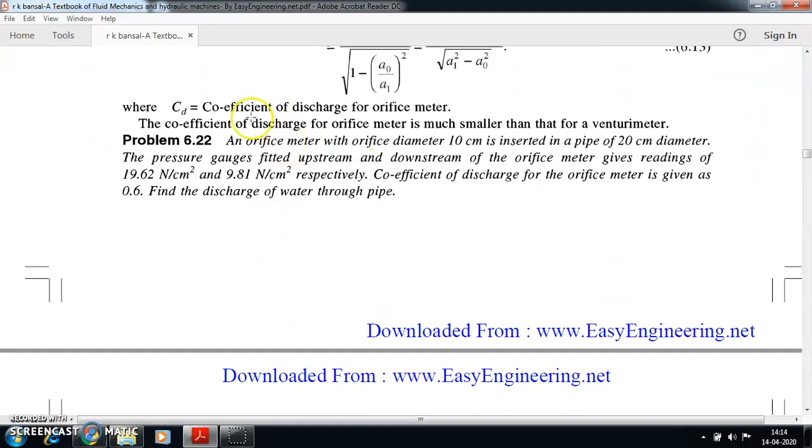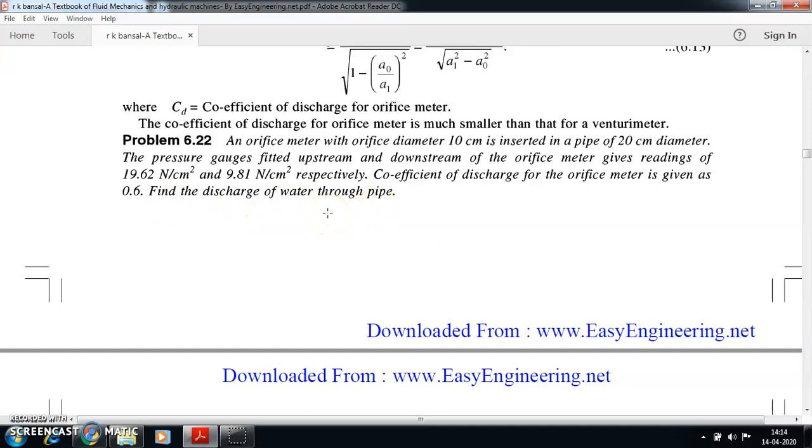So the first problem, 6.22: an orifice meter with orifice diameter of 10 cm is inserted in a pipe of 20 cm diameter. The pressure gauges fitted in the upstream and the downstream of the orifice meter give the reading of 19.62 Newton per centimeter square and 9.81 Newton per centimeter square respectively. Coefficient of discharge for the orifice meter is given as 0.6. Find the discharge of water through the pipe.